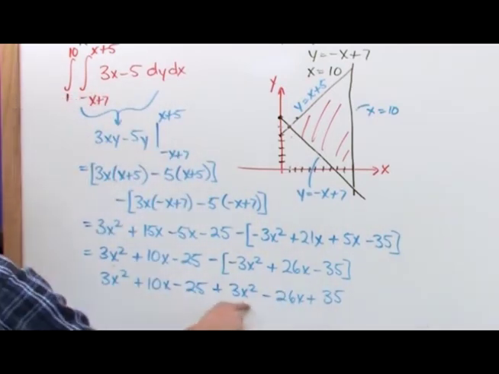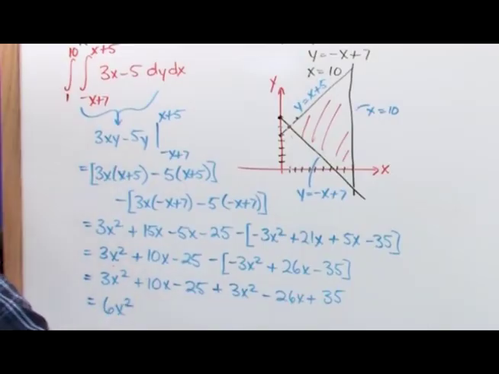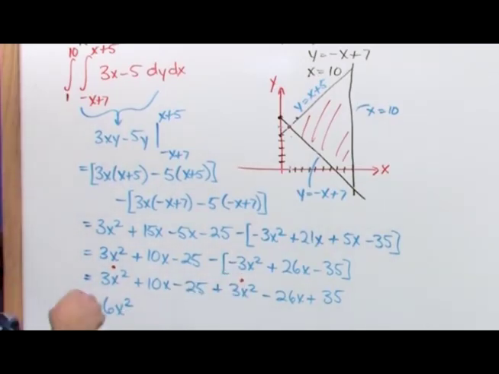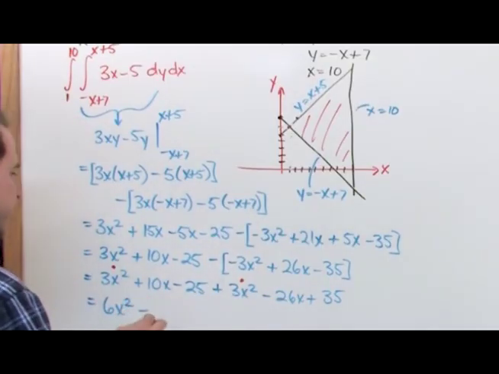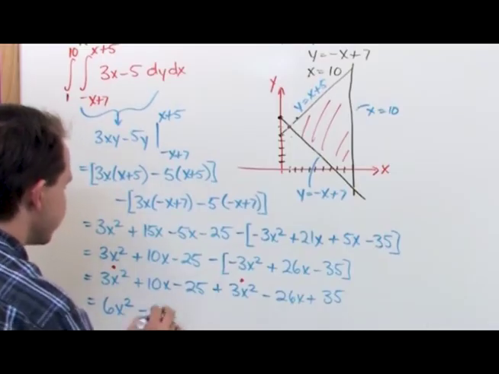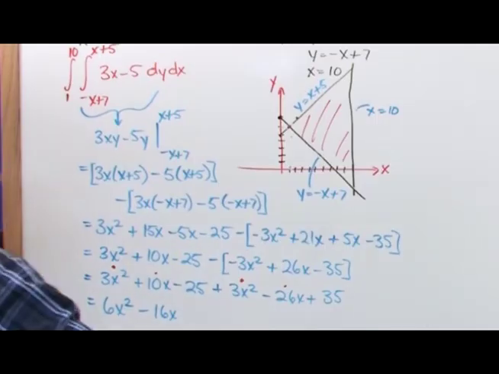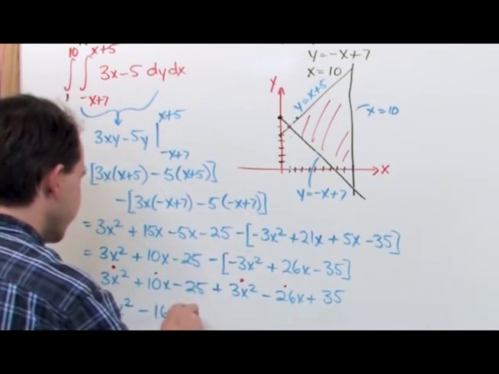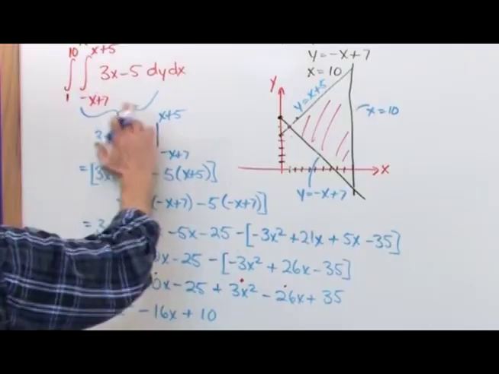Now let's go ahead and collect like terms. 3x squared plus 3x squared is 6x squared. And I'm going to put a dot over this and a dot over this just to show myself that I actually added that stuff together. Now the 10x minus the 26x there is going to be negative 16x. And I'm going to put a dot over this and a dot over this so I've reminded myself there. And then here, negative 25 and 35 is going to give me plus 10. So finally, 6x squared minus 16x plus 10. This is the solution to this inner integral right here.